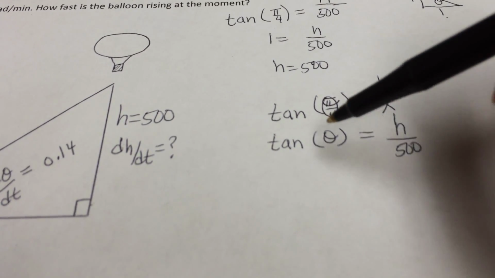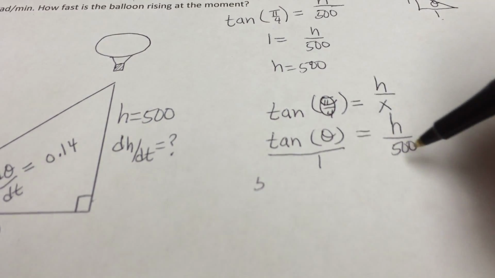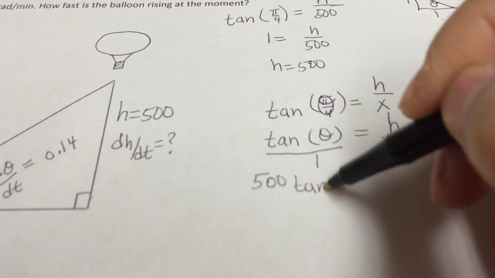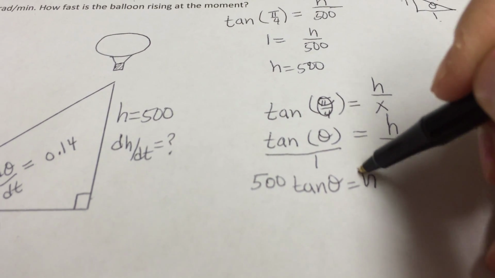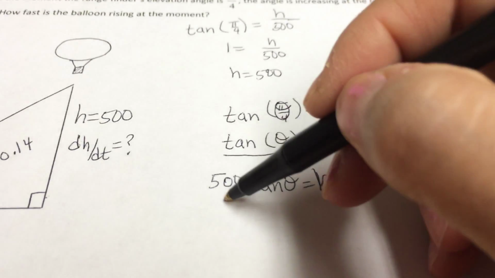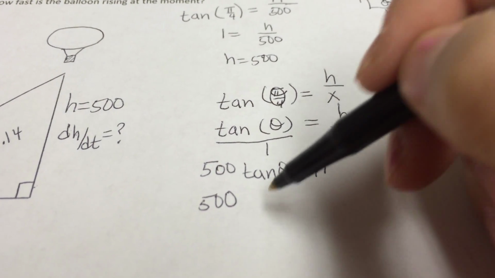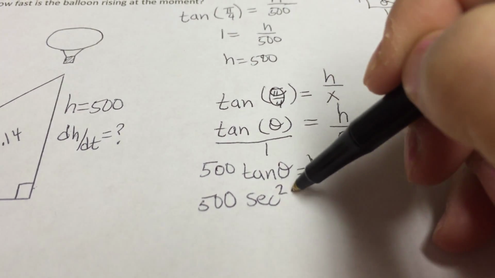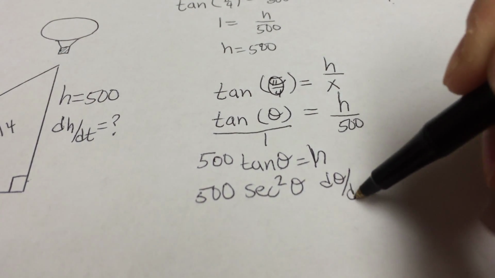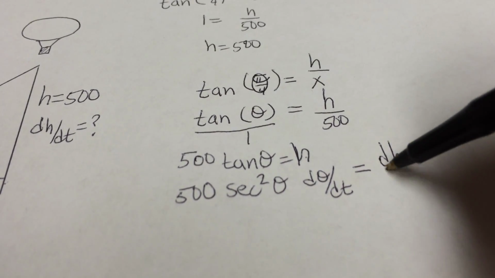I'm going to bring the 500 to the other side, because it's like all over 1, and you're just cross-multiplying. So we have 500 tangent of theta equals h. Now we want to start taking the derivative so that we can introduce the dh. 500 is a number, so we copy it. The derivative of tangent is secant squared, and because I took a derivative of theta, that introduces d theta over dt, equal to the derivative of h, which is dh over dt.